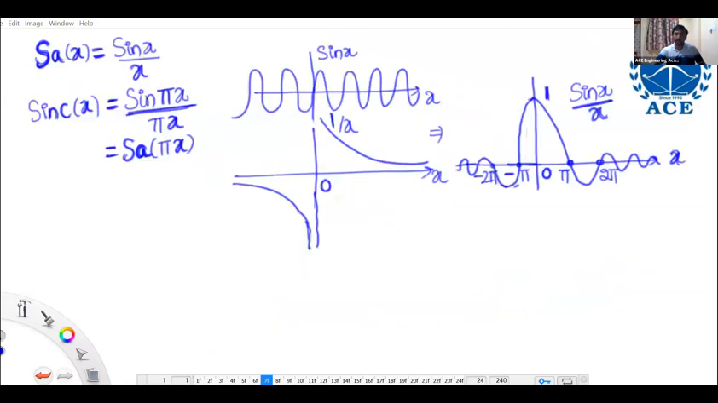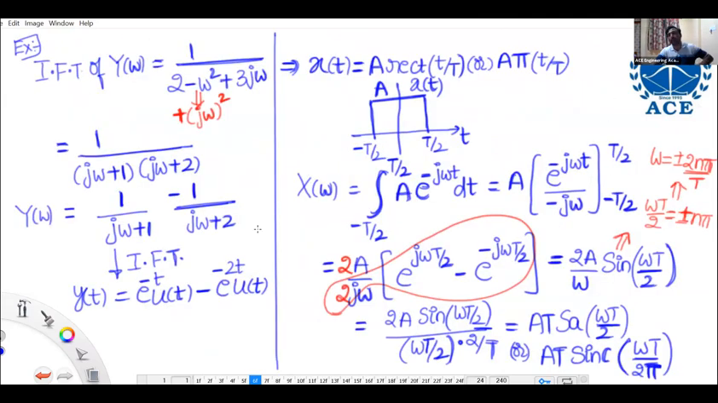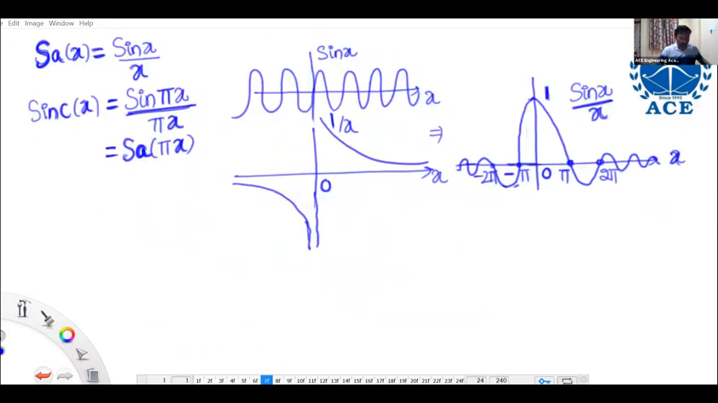As we are going to use this formula multiple times, how to remember that relation easily? Let me explain. Whenever you take A rect T by T, what is the answer? A T Sa of omega T by 2. That is the answer or not? A rect T by T means A T Sa of omega T by 2. Listen here. How to remember that in an easy manner?